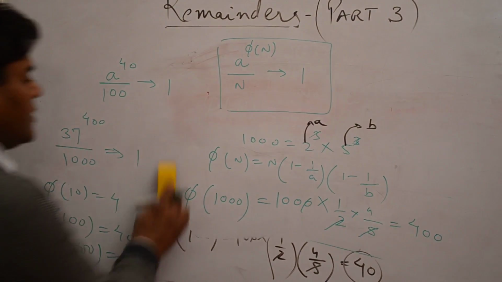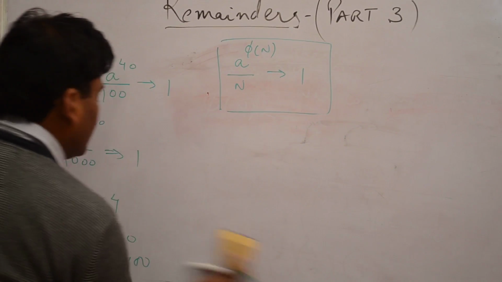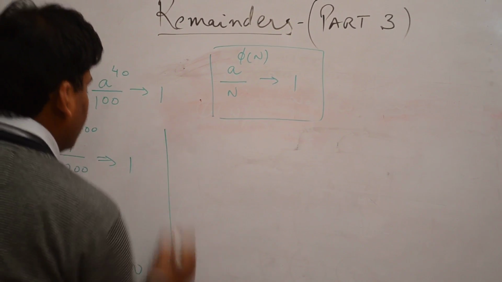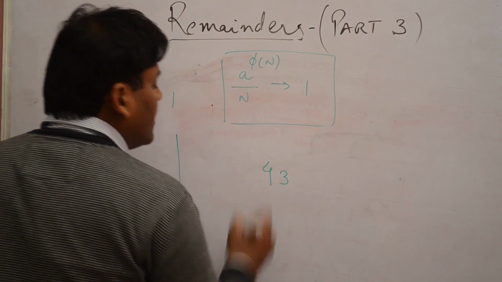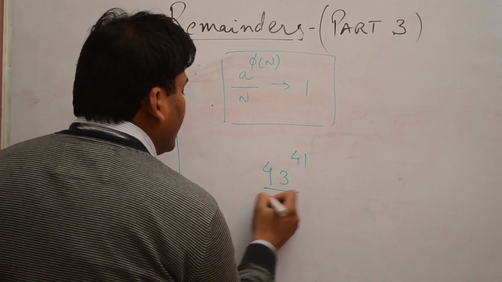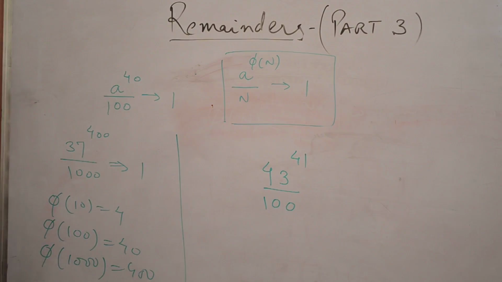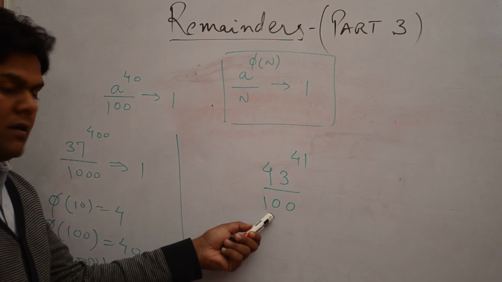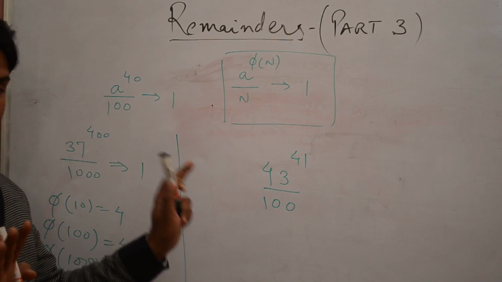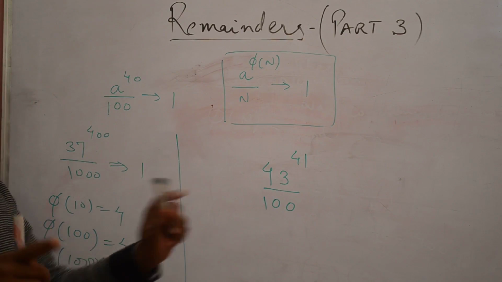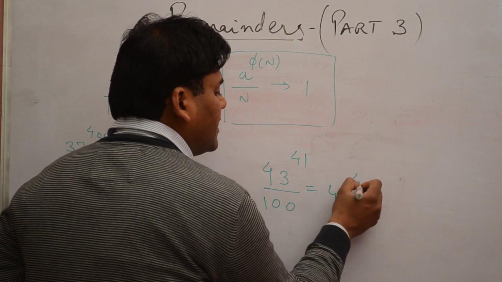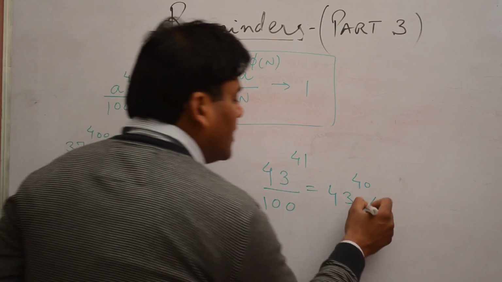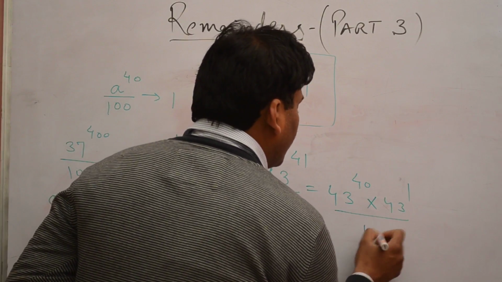I can have a similar question. I'll just give you one other example to substantiate this concept. So if I have a question which says 43 to the power of 41 divided by 100, can I answer it? Looks like a little difficult. No, I can still apply Euler's theorem. 100 is a composite number. Euler number of 100 is 40. This power is not 40, but can I reduce it to 40? I can say it as 43 to the power 40 into 43 to the power 1 divided by 100.